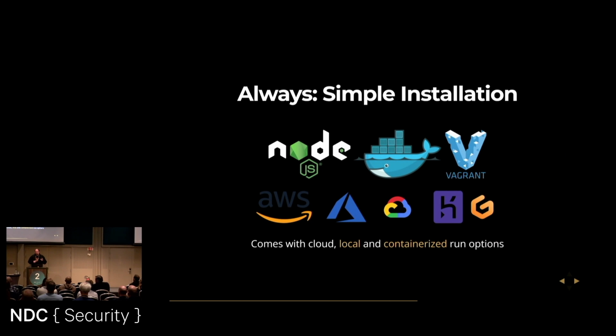Already from the start, we try to make Juice Shop as easy to install as possible, right? So you can install it, of course, locally with Node.js. You can use the Docker image, as mentioned. We have a Vagrant file, if you like that. And then there's also instructions how to get it running on every, let's say, major cloud provider.